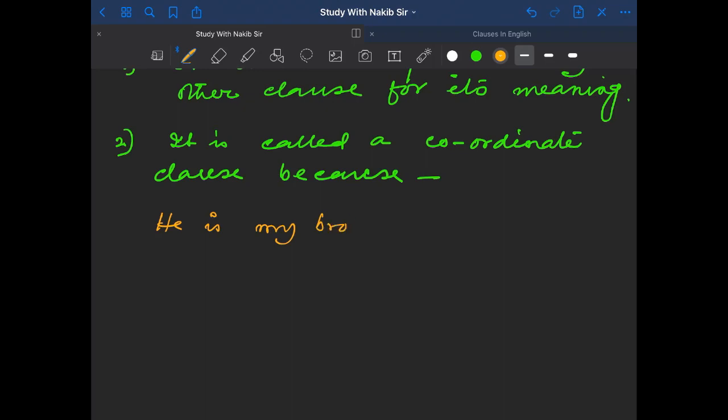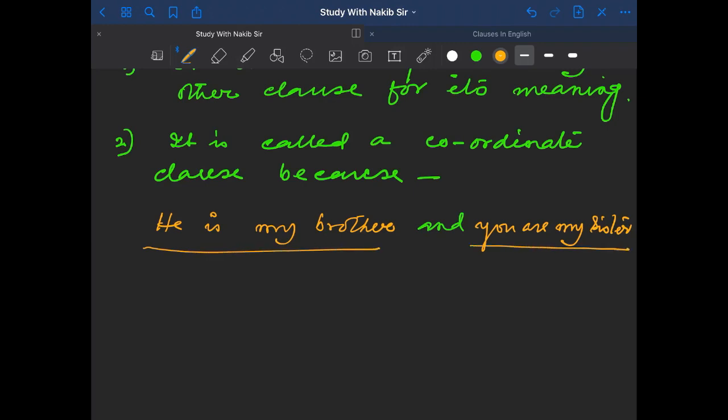He is my brother and you are my sister. These are two coordinate clauses. This one and this one.